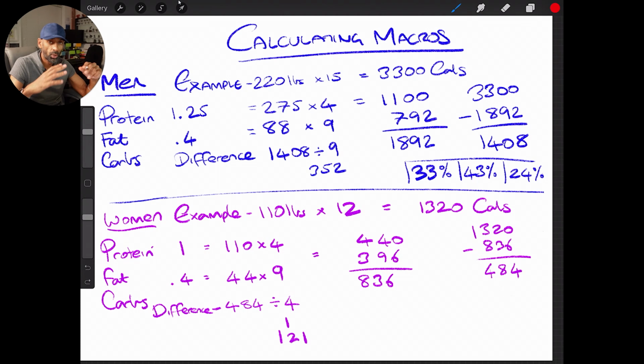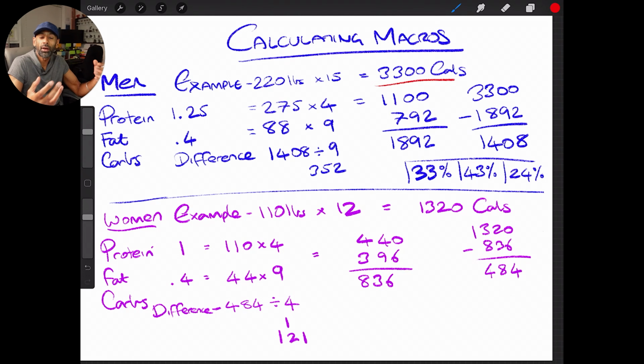So this is just a real simple example I'll give on men and women and calculating your calories and your macros, which is really important. For men, we have an example of a man who weighs 220 pounds and a general formula. This is very general, and then we're going to work from this. 15 is meant to be a good number from the research I've done. Obviously, you can calculate this from the previous videos, but this is more to do with how to work out your macros: protein, fats, and carbs. So for men, 220 pounds times 15. That's 3,300 calories.